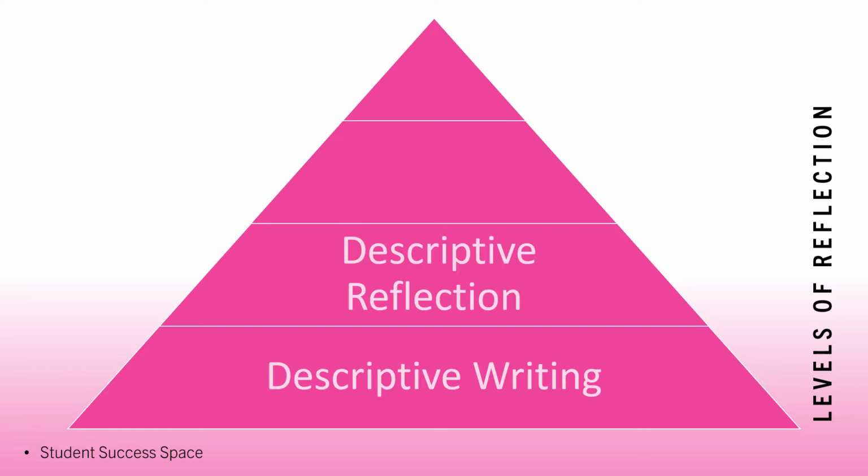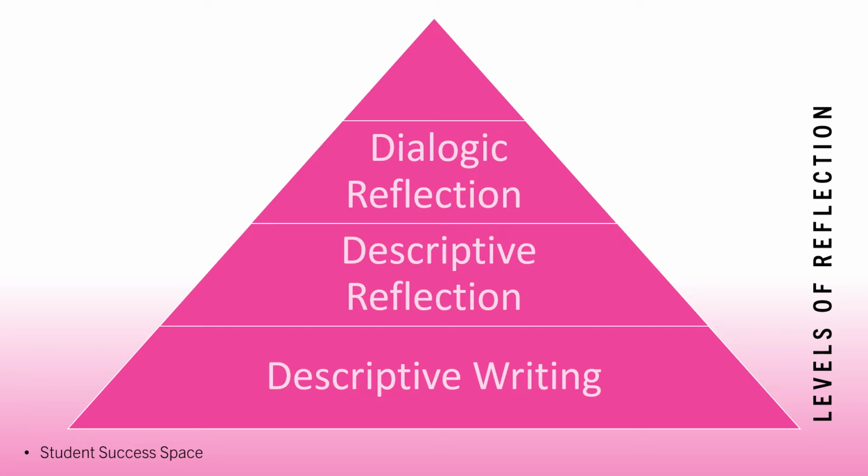Level 2 is descriptive reflection, and this is the stage that demonstrates more descriptive writing. It's going to include information or insights from varying viewpoints instead of just one viewpoint. This is where we get more active learning than passive learning.